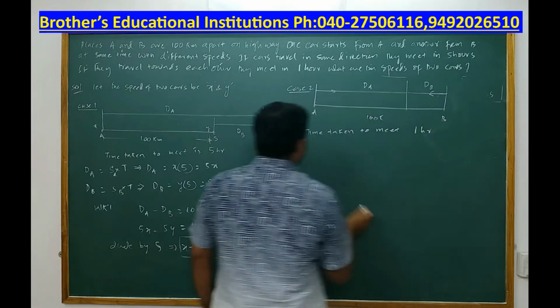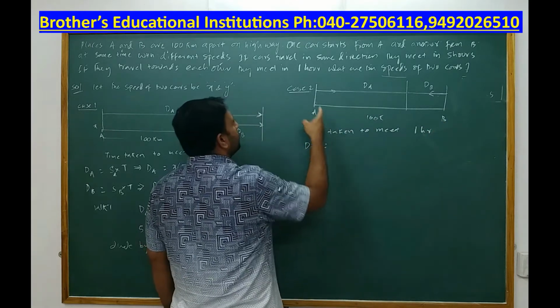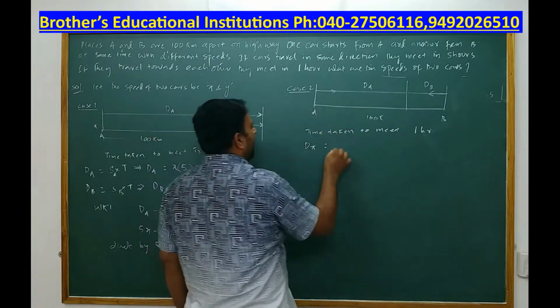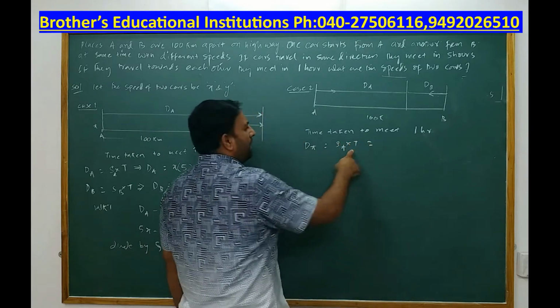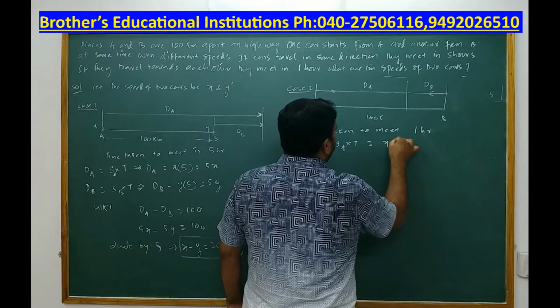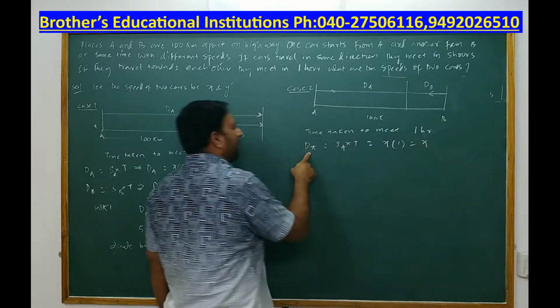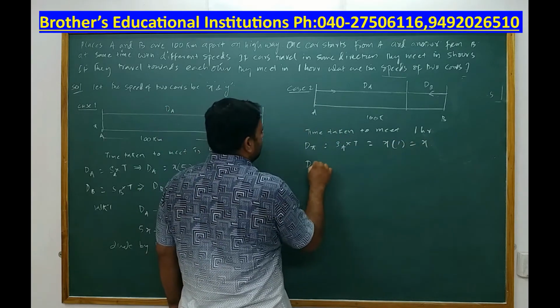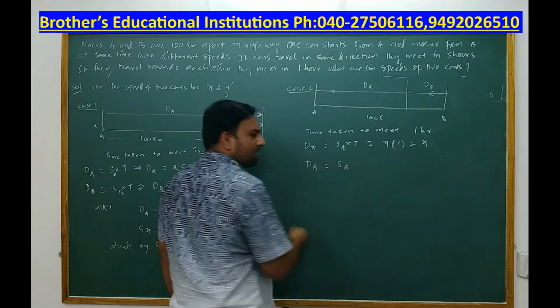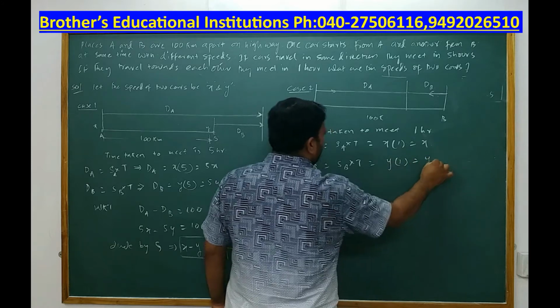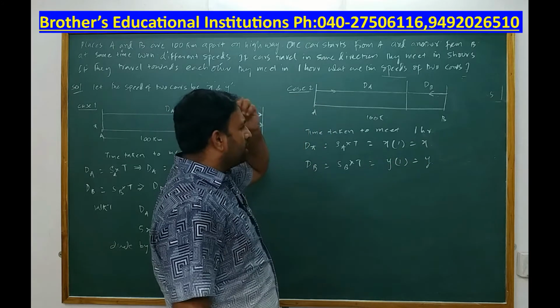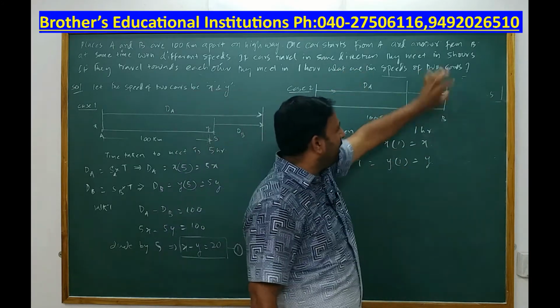1 hour. So let me write the distance traveled by the car starting from A is equal to speed of the car into time. Time is 1 hour. Speed is how much? X into 1. So distance traveled by A is x kilometers, and distance traveled by B is nothing but the speed of the car starting at B into time. That is again equal to y into 1, which is equal to what? Y.